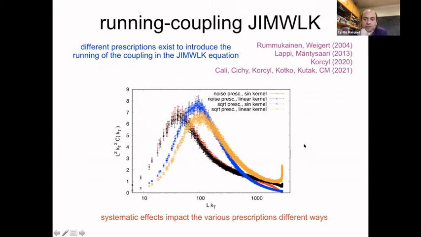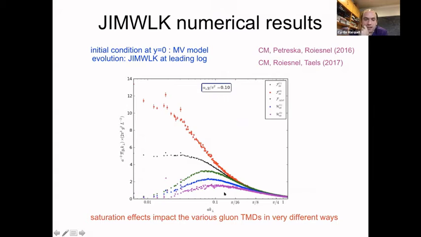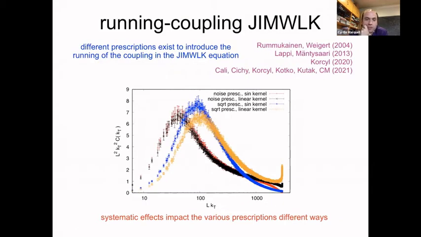And so this needs to be understood before going further and calculating all of these gluon TMDs for phenomenology. Now the gluon TMD that is plotted here is the simplest one, the dipole TMD.